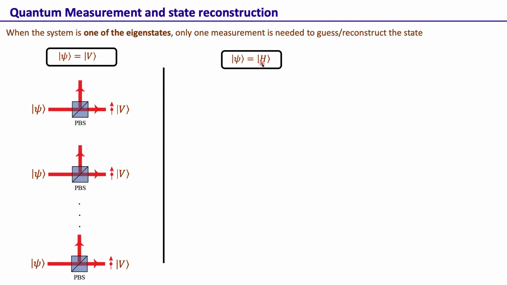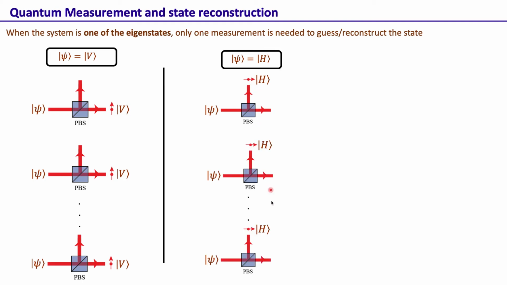If it was instead the other eigenket, let's say H, then of course also only one measurement is required, and in that case the photon will go here. Repeating the measurements many times won't yield any different result, and each time it will just go in this direction. So if we know that the system is in one of the eigenstates, then only one measurement is required.